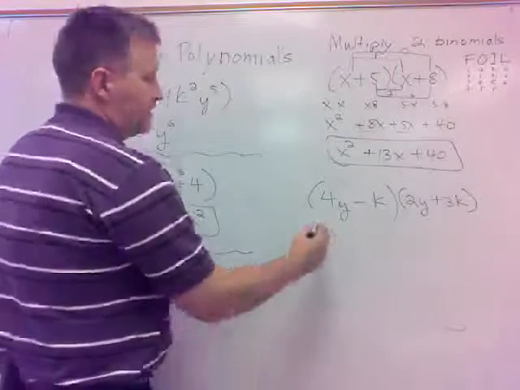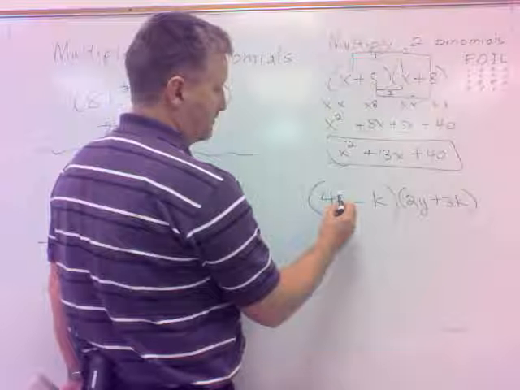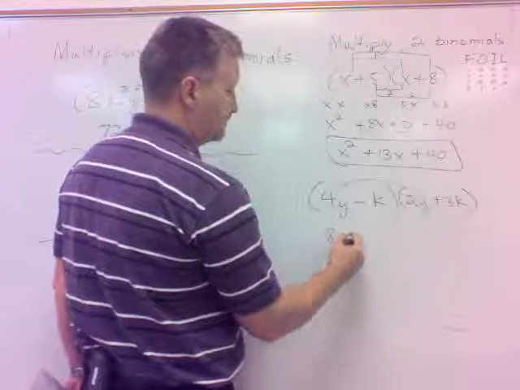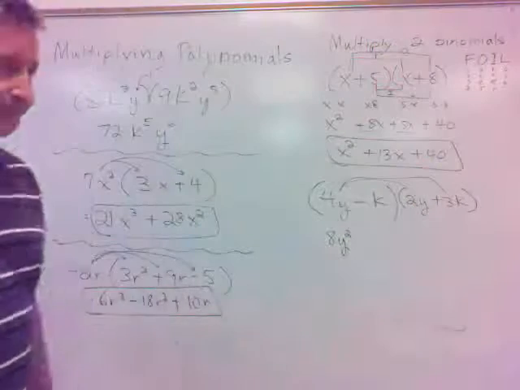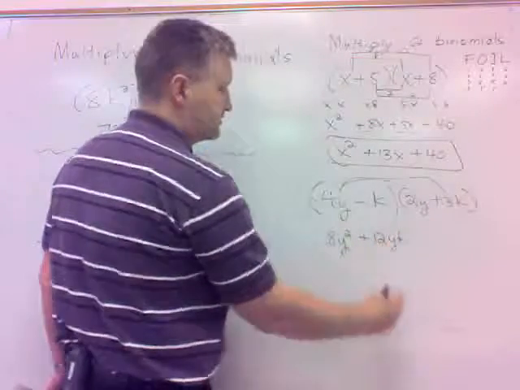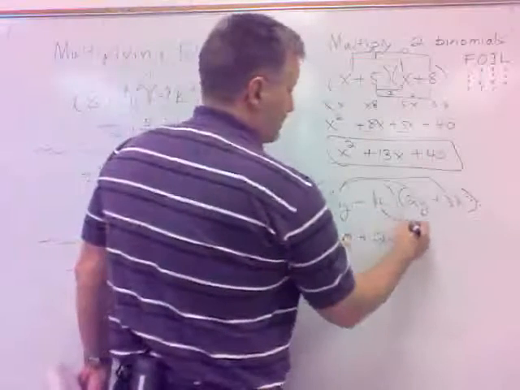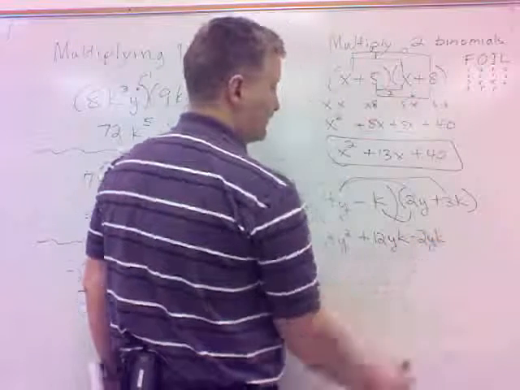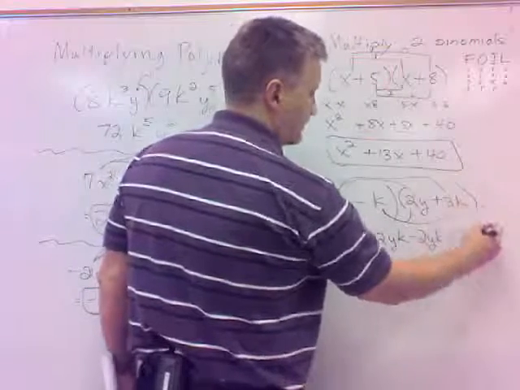Just take care of it, keep up with the variables and all that. So what do we got? FOIL, so we do the 4y times the 2y. That would be 8y squared, as we are multiplying. 4y times 3k is a 12, and let's just write it as yk. Then we have the minus k times the 2y, so it would be minus 2yk, wouldn't it? And then minus k times 3k is minus 3, and we've got k to the first times k to the first, so that's k squared.